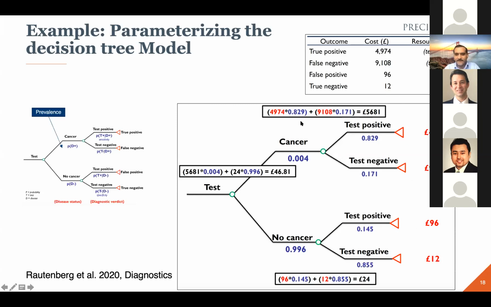Let's see, the expected value of this arm is 4974 times this probability, 0.829, plus this cost times, as we did in the previous examples that I showed, 0.17, and it comes out to be 5681, which is only this much part. Then for this part, you can calculate in the same way.